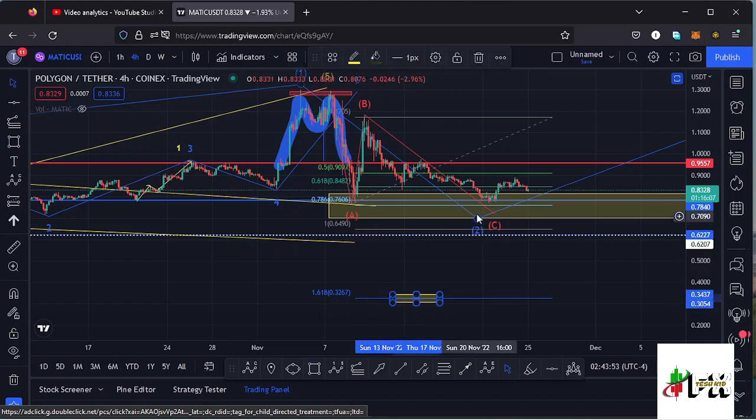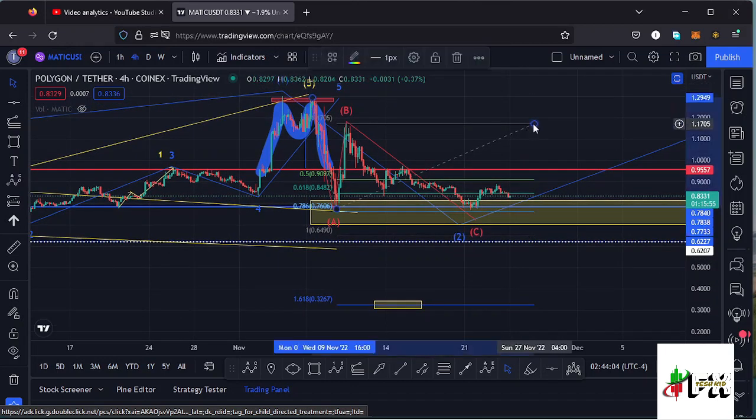And that is another target area that we need to have in mind here on the Polygon Matic chart, in case we lose the area at around the $0.69 mark and continue losing other key areas of support in between here. There are chances that we might get back to around the $0.32 mark in the formation of that higher Elliot wave count 2.